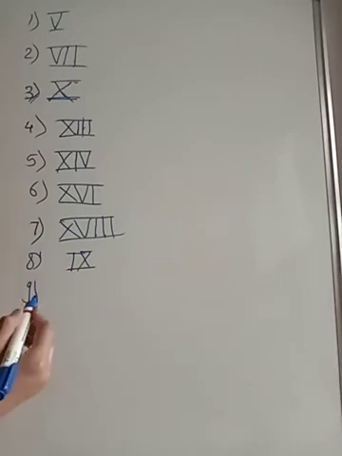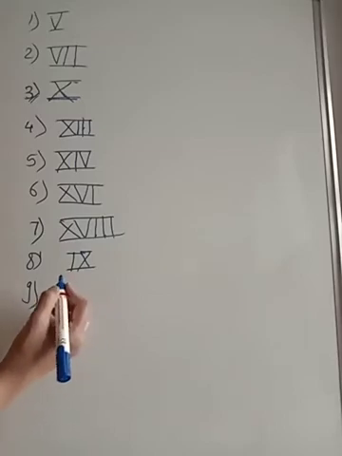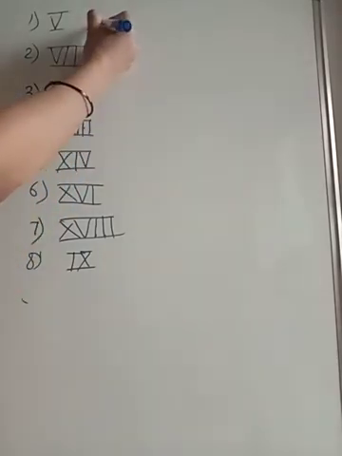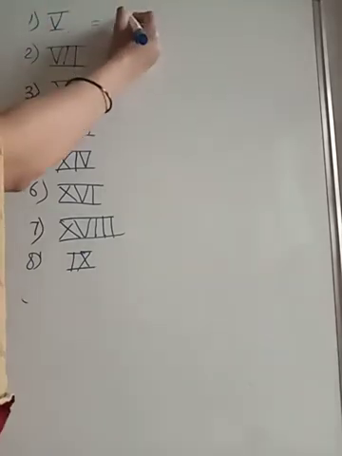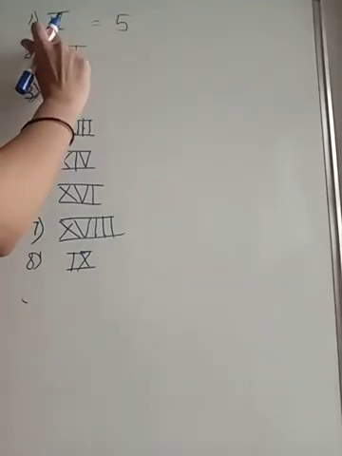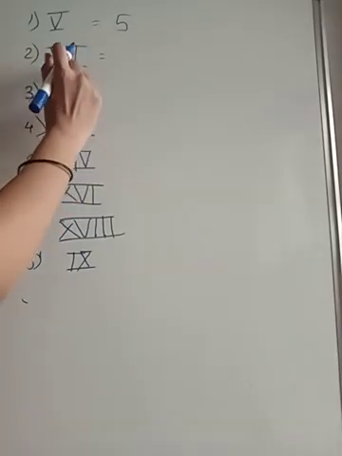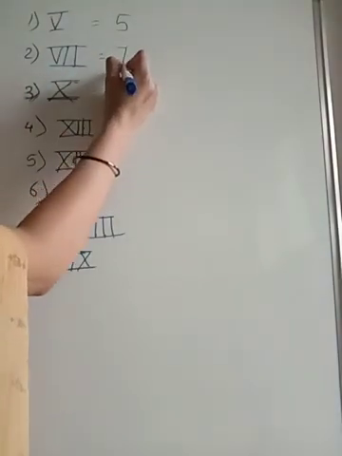I know you have already written all these numbers. So what is meant by V? Yes, you know, V means 5. VII means 5 plus 1 plus 1, that makes 7.